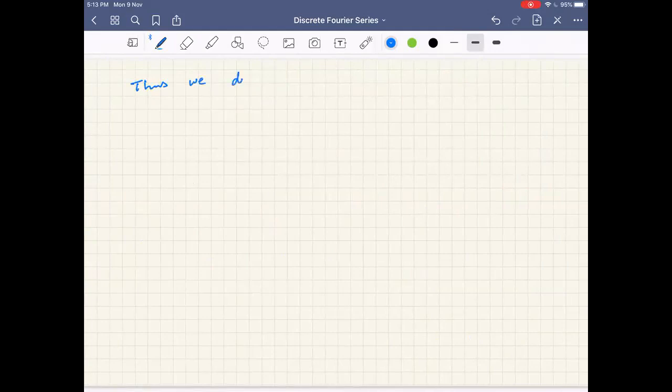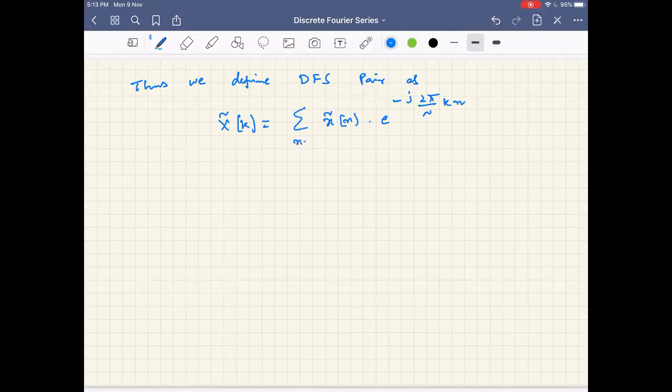Thus we define the discrete Fourier series pair. Let us write here. X tilde of k, that is the frequency domain representation of periodic signal x tilde of n, by correlation with complex exponential over 0 to n, over a period, is x tilde of k, right?